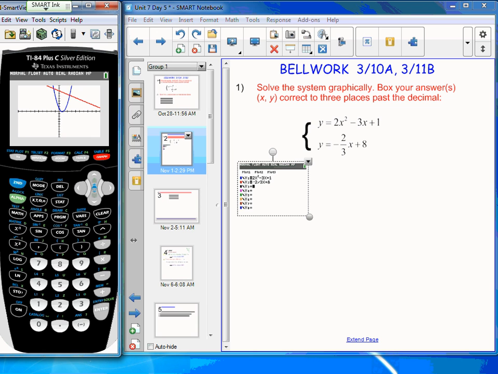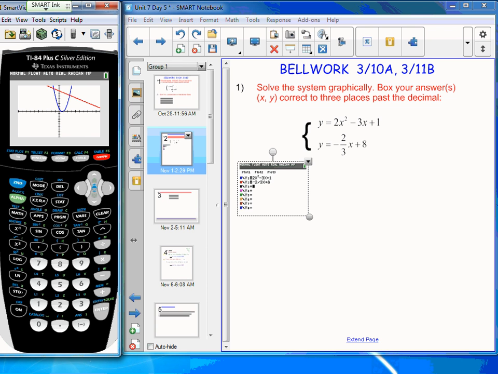Are there any other points of intersection hiding out there? Well, no, because we know the behavior of a parabola changes direction only one time, and our line is a constant rate of change, so if I can see both intersection points, I know there's no others hiding out there.